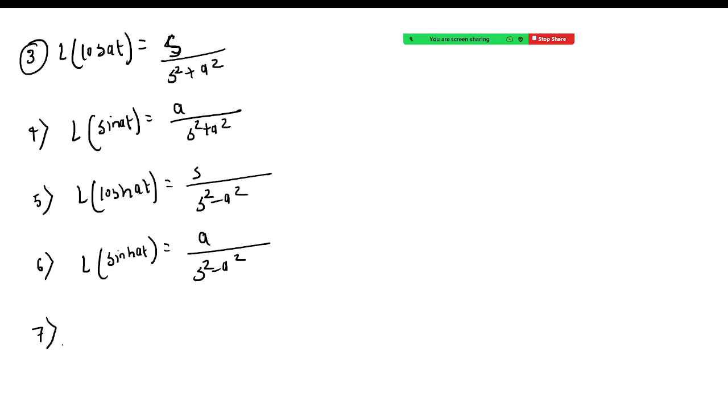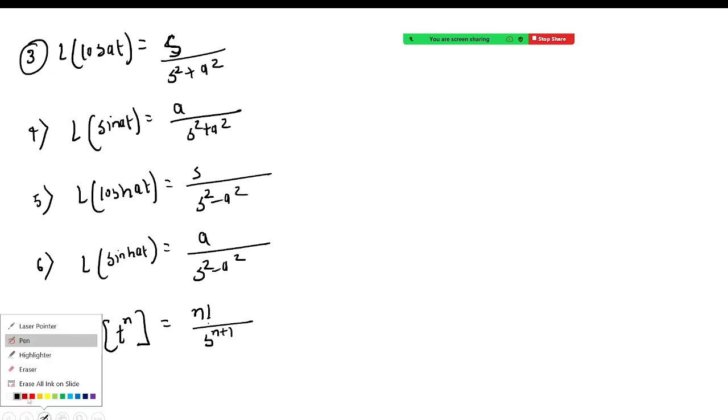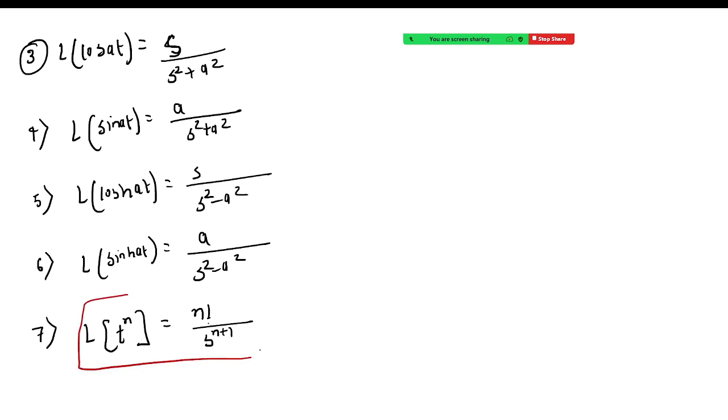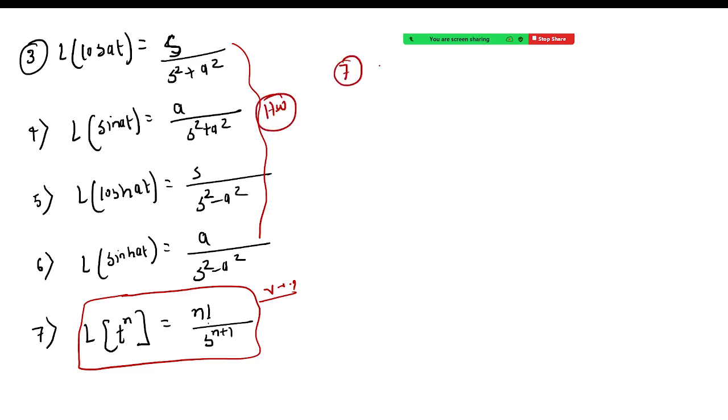Now next, and it's a very important formula, Laplace of t to the power n, that is equal to factorial n divided by s to the power n plus 1. So all these formulas are very, very important, and they will be used in this particular topic. So let's try to understand. I am not going to prove this formula. This is homework for all of you. This is a very simple thing. I'll be proving that second one, Laplace of t to the power n.